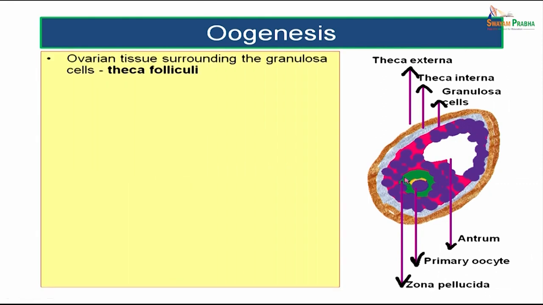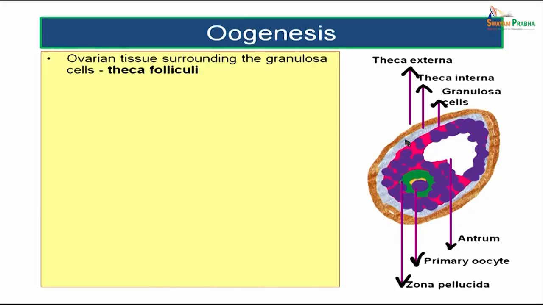Now, what is happening to the ovarian tissue surrounding these follicles? We know that all these events are happening within the ovarian stroma. So the stromal tissue surrounding the follicles will get condensed to form a layer around the follicle that is known as theca folliculi. So the ovarian tissue surrounding the granulosa cells will be forming theca folliculi.